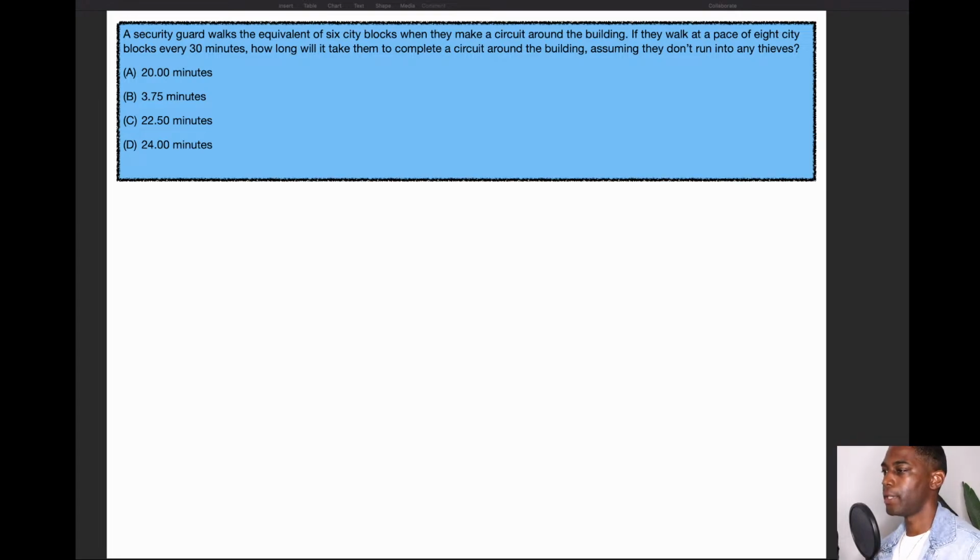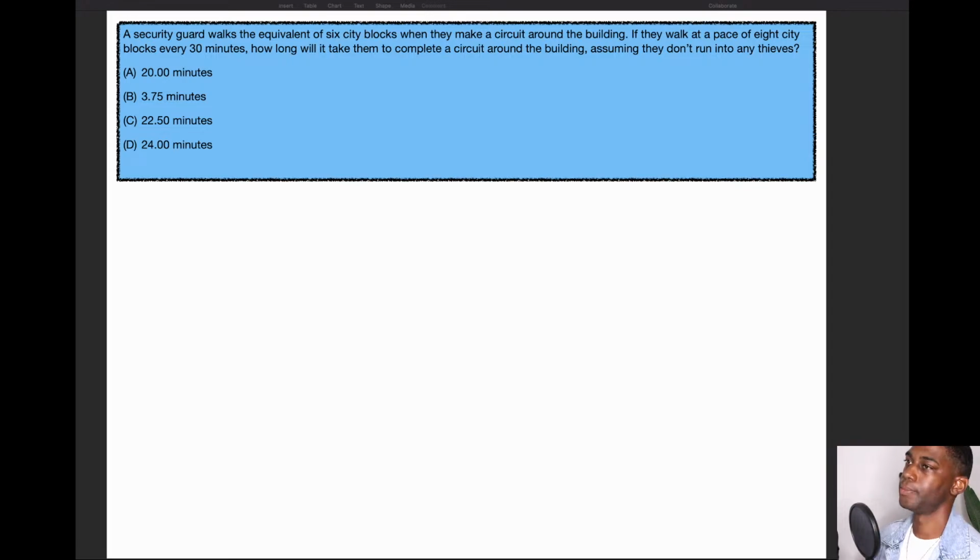All right, so let me read the question over again. A security guard walks the equivalent of 6 city blocks when they make a circuit around a building. All right? If they walk at a pace of 8 city blocks every 30 minutes, how long will it take them to complete a circuit around the building, assuming they don't run into any thieves?